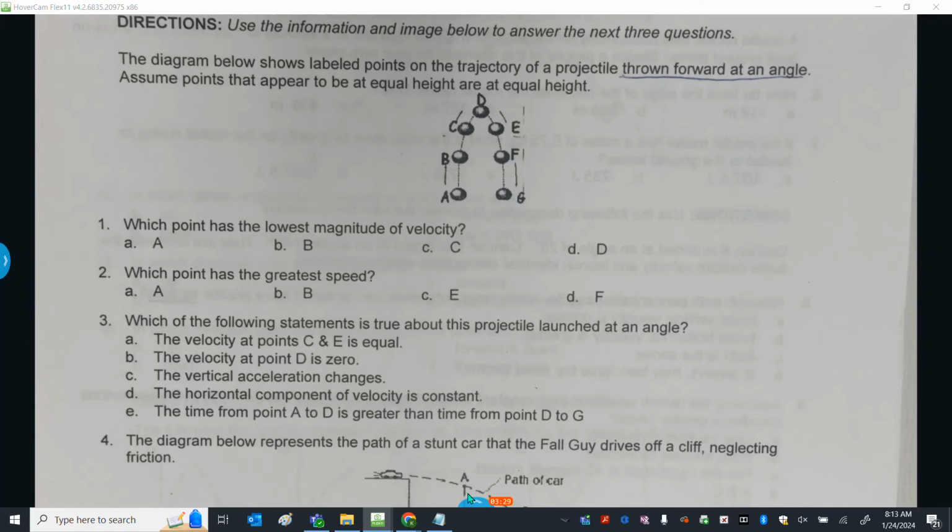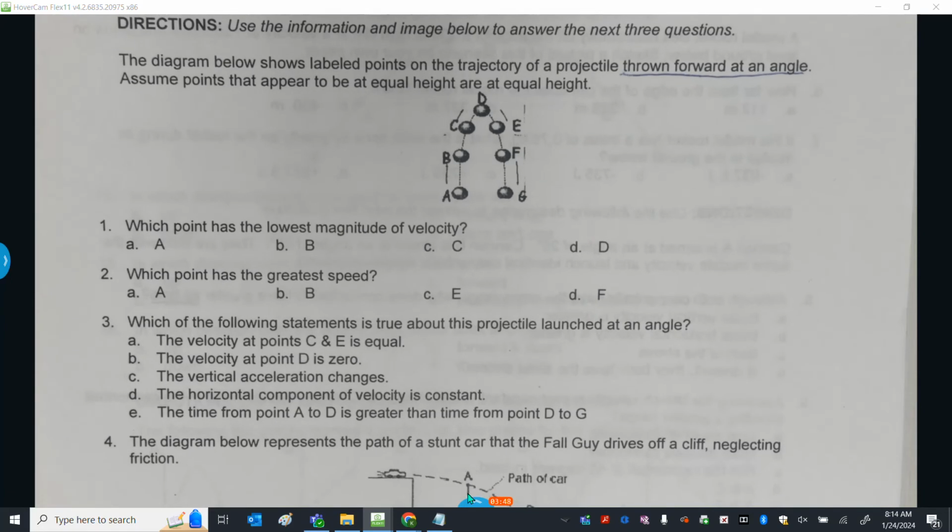Number 2, y'all didn't do as good on. Okay, I'm not sure why there's such a difference between them. Not that it was terrible, but like 75% of you got number 2 right. Well, at least as a campus. I didn't actually look at this class period, so let me check that. It's about the same. Okay, and it says, which point has the greatest speed?